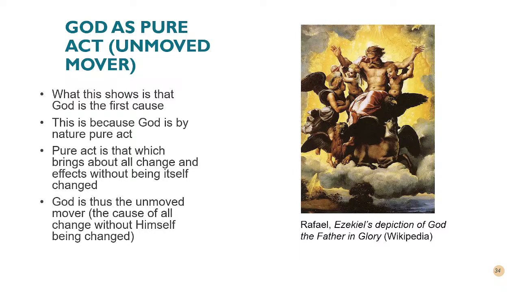God is the first cause, and as we will see in Aquinas' second proof for the existence of God, this is because God is by nature pure act, and for something to be pure act means there's no capacity to change. Something that is pure act is known as the unmoved mover. He is the first cause of everything, moving everything, but he himself is not changed, because once again, potency means the capacity to change. God is thus the unmoved mover, the cause of all change, without himself being changed.